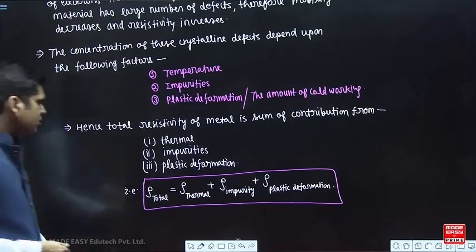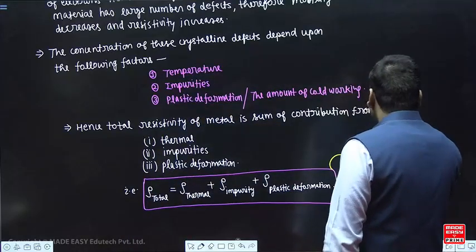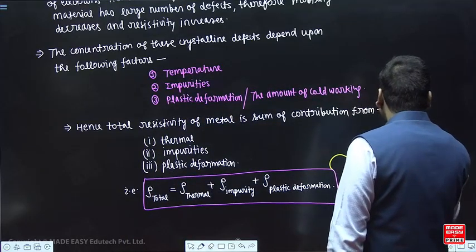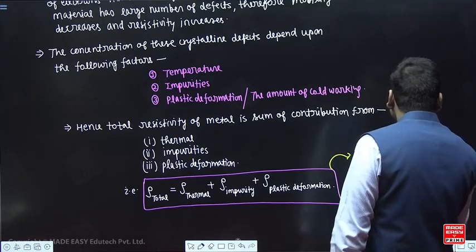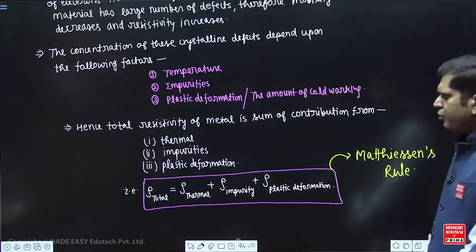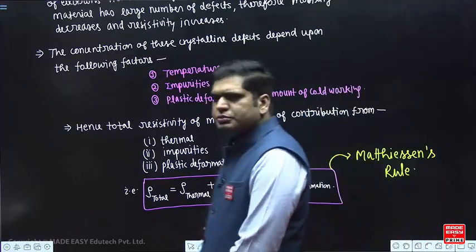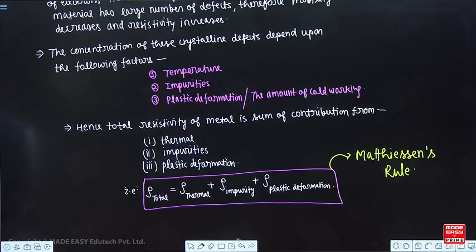This equation is known as Matthiessen's rule. Matthiessen's rule says that total resistivity is the sum of contributions from various factors. Those factors are temperature, impurities and plastic deformation. So all these are the factors which are responsible for the total resistivity of the material.